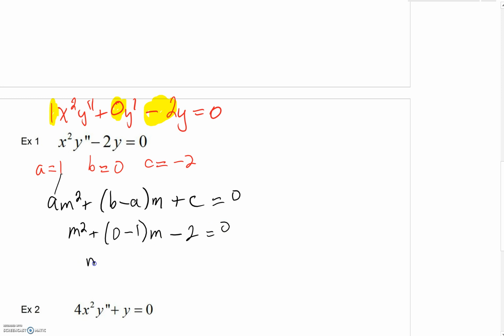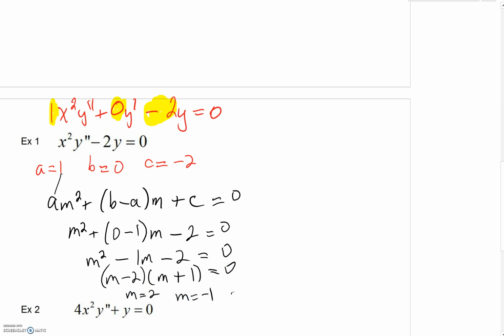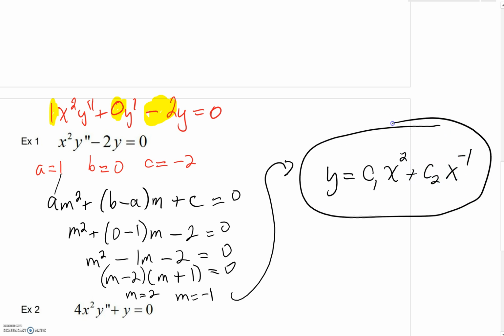My goodness, it does not take long to see that it does factor. In fact, I think it's going to factor rather nicely. I think you'd agree. We'll have m minus 2 times m plus 1, leading us to m is equal to 2, m is equal to -1. So what kind of an answer do we have? Well, we have c1 x to the second plus c2 x to the -1, and we are done.